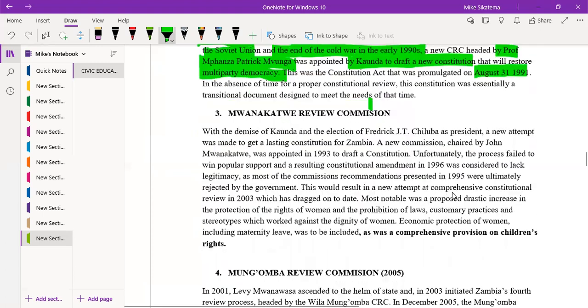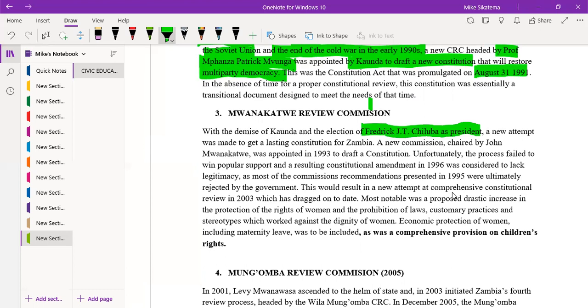However, the most significant constitutional review commission, the one that made a little bit more sense, encompassing a variety of rights, was the Mwanakatwe Review Commission. With the demise of Kaunda, not really the death, but him voted off power, and the election of Frederick Chiluba as president, a new attempt was made to get a lasting constitution for Zambia, something that is more stable.